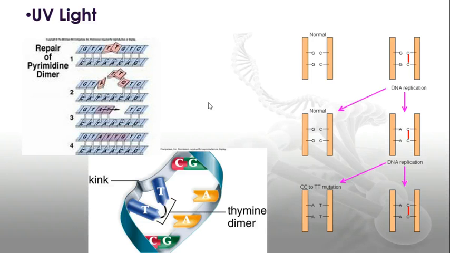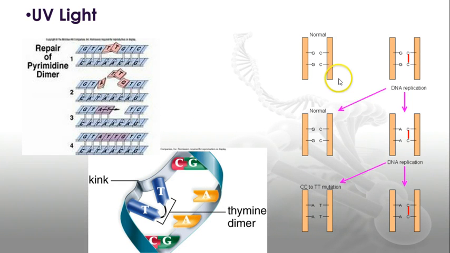Visible light actually helps that, which is great. But if it doesn't get repaired, okay, you have this situation where this bubble will actually cause the replication process to fail, right? And so you can get breaks and mistakes and all kinds of stuff. It can cause really serious DNA damage.